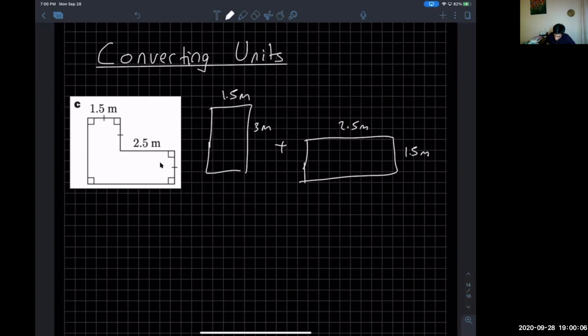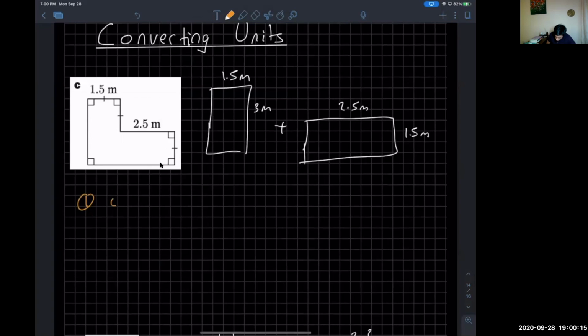So we know that this shape is equal to this shape plus this shape, right? So there's 2 ways to do this for units. One is you convert at start.